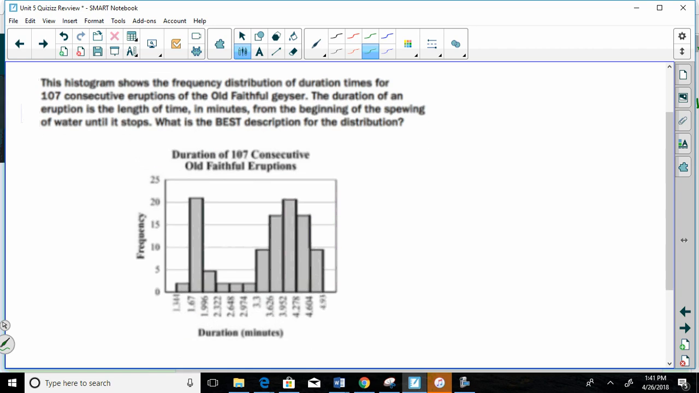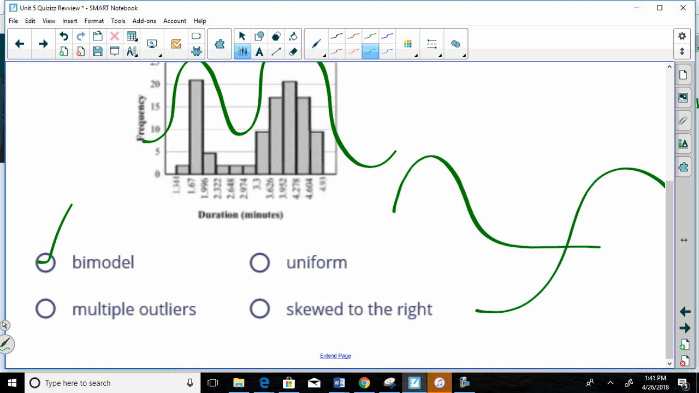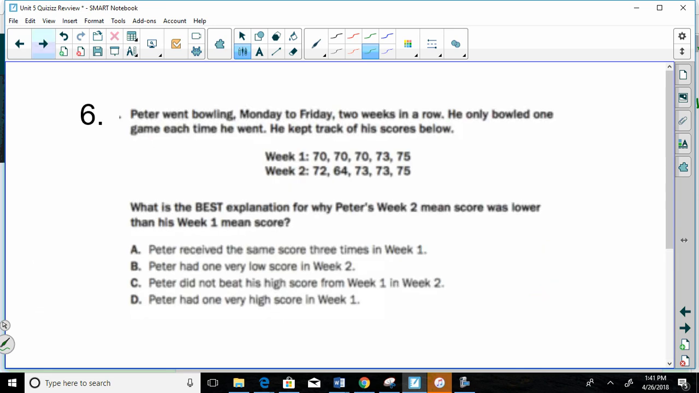So it was just like this. If I were to draw a wave, how many bumps would it have? 2. So what's another word for 2? Prefix bi, right? So which one says bi on here? Uniform would be like 1. Multiple outliers would be stuff skewed to the right or skewed to the left. Remember, if something's skewed to the right, the tail is on the right. Skewed to the left, the tail is on the left.